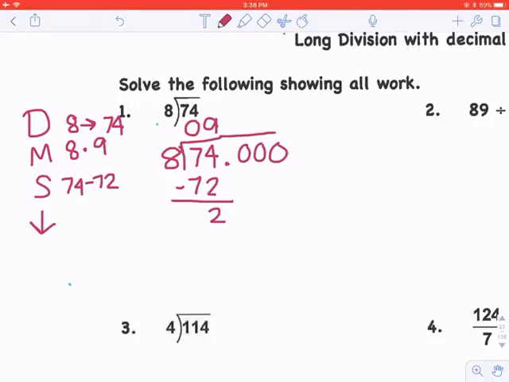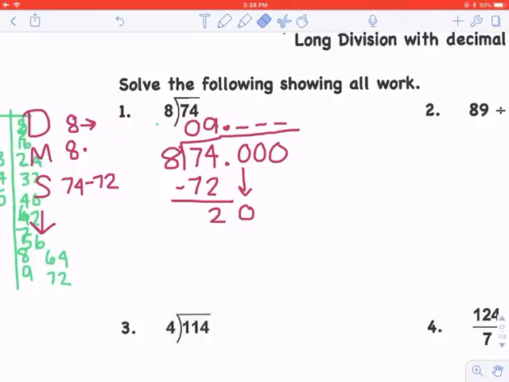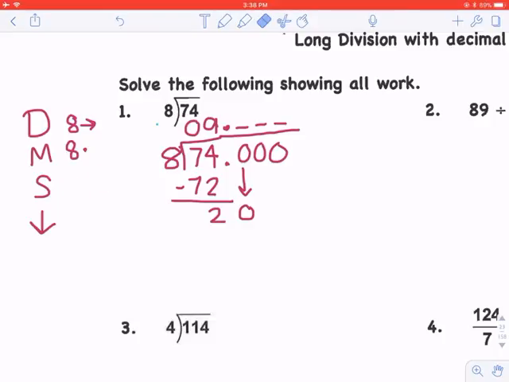And again, I'm going to need to make it 74.000. I always just add 3 decimal places. I bring that decimal up to the top. And here are the 3 possibilities that show the maximum amount that I'm going to have to solve. So I bring down the 0. Now I'm back to the beginning. I want to know now how many times 8 goes into 20.